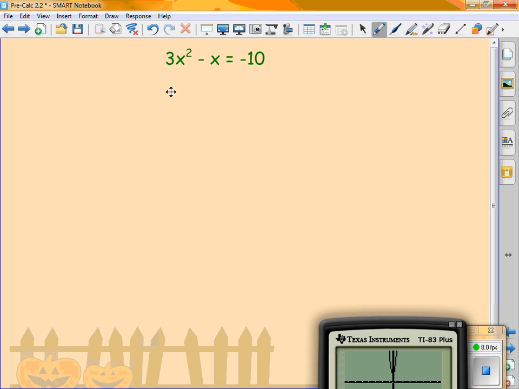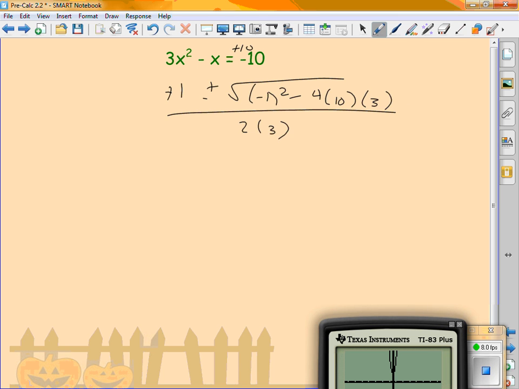Now, quadratic formula. It would be 1 plus or minus the square root of negative 1 squared minus 4 times 10 times 3. I put them out of order. All over 2 times 3. 1 plus or minus the square root of 1 minus 120, the square root of negative 119, all over 6. Ding, ding, ding, square root of a negative, can't do it.